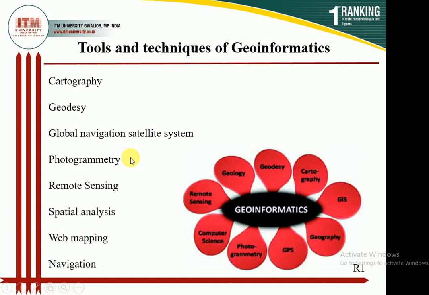There are various tools and techniques used for gathering information related to the earth surface. First is cartography, second is geodesy, third is the global navigation satellite system, fourth is photometry, then remote sensing, spatial analysis, web mapping, and navigation. We will study all of these in detail in our upcoming lectures.